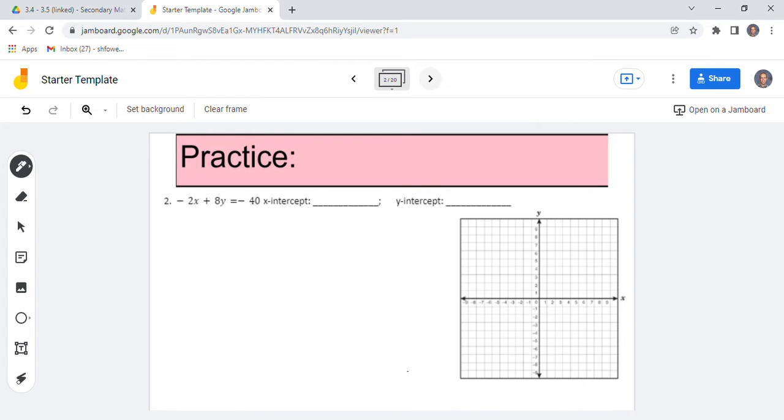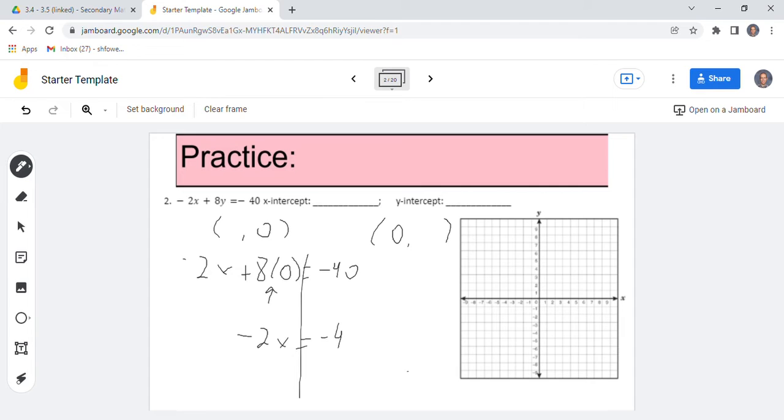Next one asks us to do the same task, so we're going to use our zeros again, like we did before. X-intercept has a y value of 0. Our y-intercept has an x value of 0, and we're going to find the missing values. So this gives us negative 2x plus 8y equals negative 40, and we're going to replace that y value with a 0. 8 times 0 is just 0, so that leaves us with negative 2x equals negative 40. Over on this other side, we're going to replace the x value with 0. So we get negative 2 times 0 plus 8y equals negative 40.